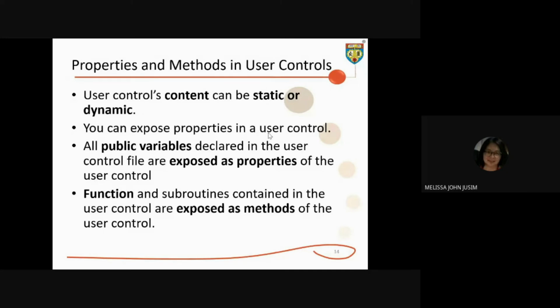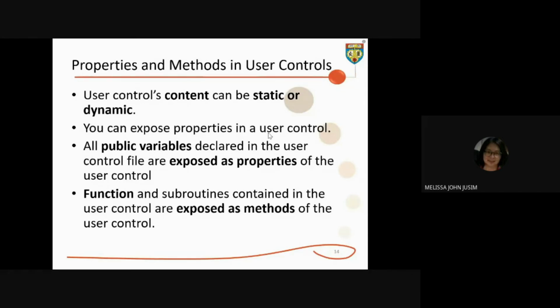For a user control, we can expose both properties and methods. We are dealing with the object-oriented thing here. A user control's content can either be static or dynamic. If you want it to be dynamic, then that is done programmatically. This is the second learning objective shown earlier. Here we expose the property, we expose the method. We use the word expose. You will understand why later. Now we start with properties first.